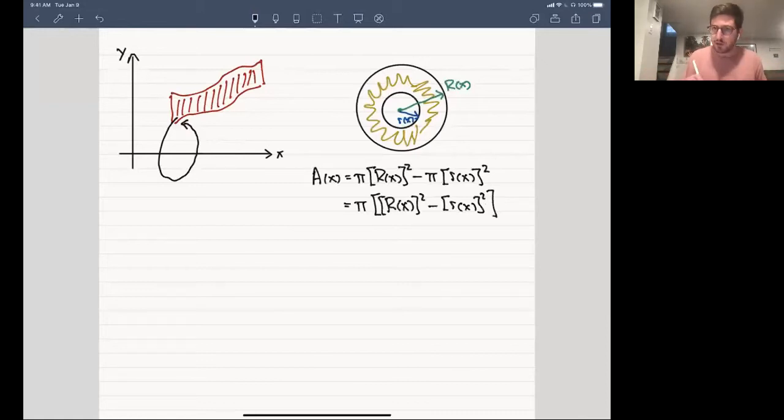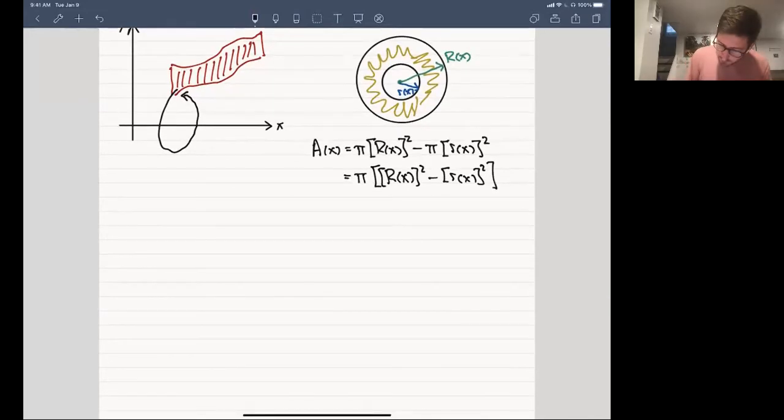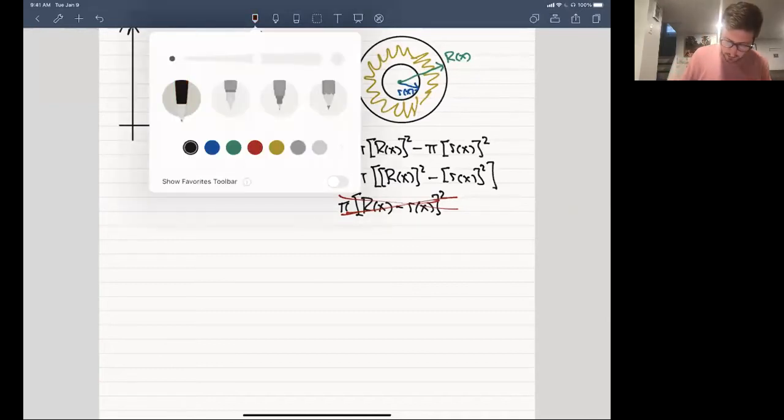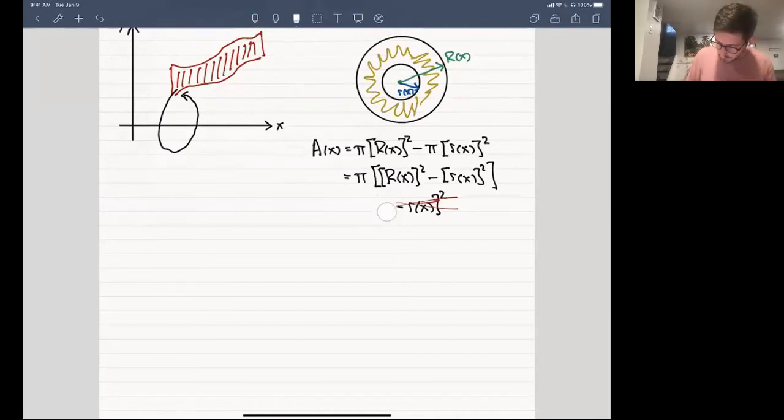Now, I really, really want you to be careful when you do this, because some people try and do this. They say that the area is equal to R of x minus little r of x, and then they square all of that. But this is 100% wrong, right? The squares are on each radius individually. So let's take care not to make that mistake. We have to square the radii, then we do the subtraction. And we call the capital R the outer radius, while we call the little r the inner radius.